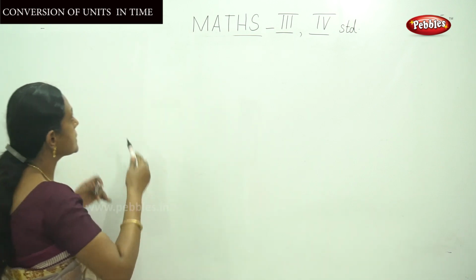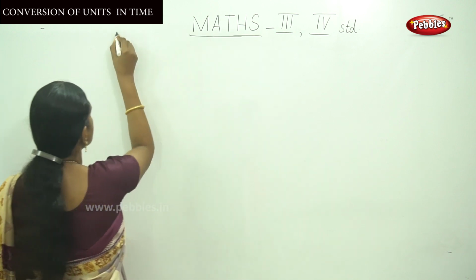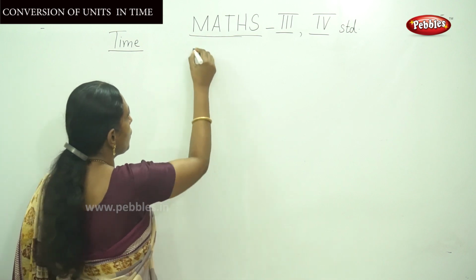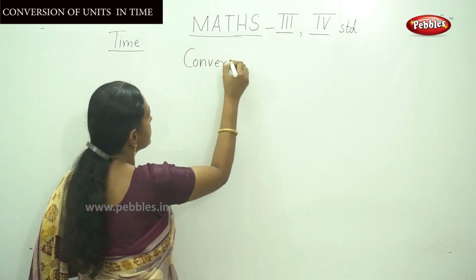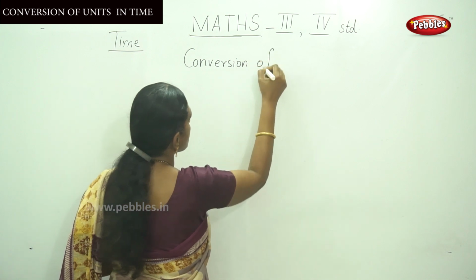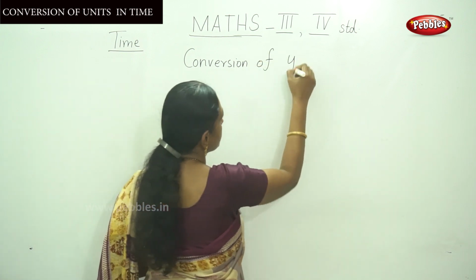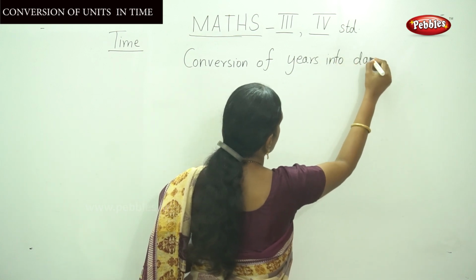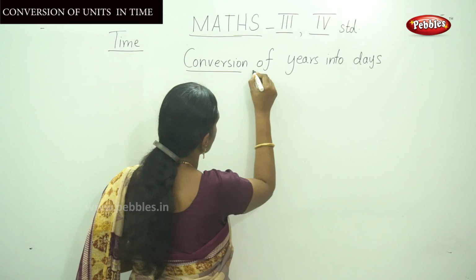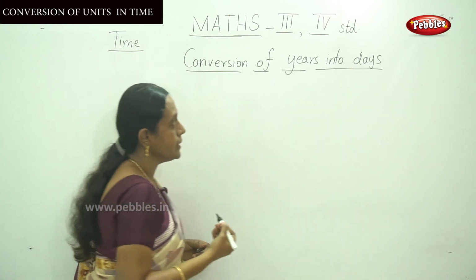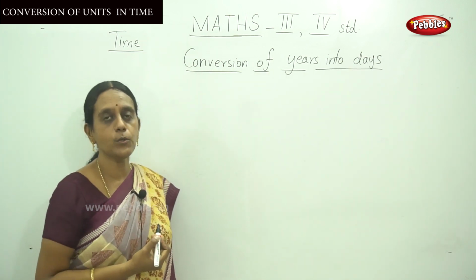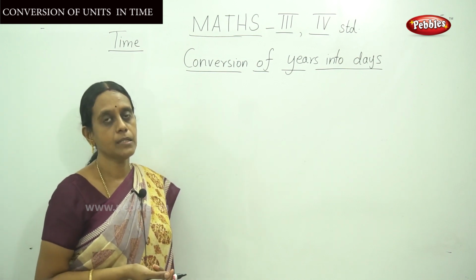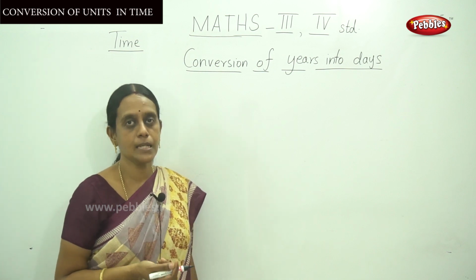So that is in our chapter, that is time. That is conversion of days, conversion of years into days. One year is equal to, for a normal year, 365 days, and for a leap year, 366 days.